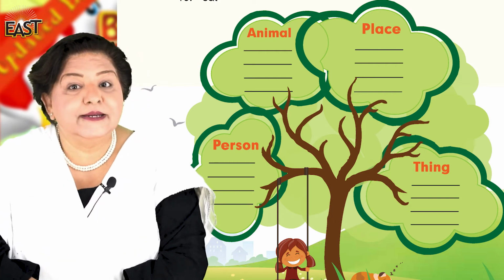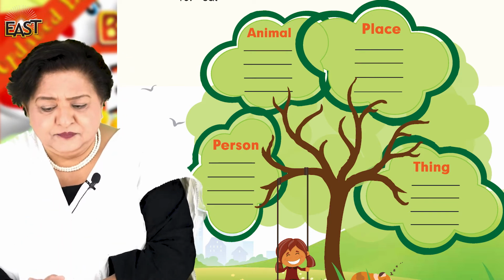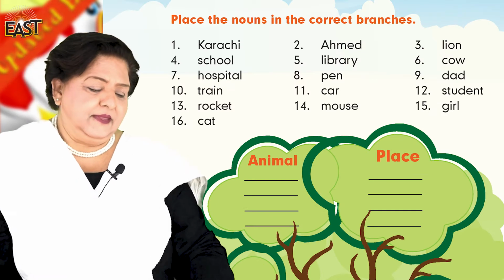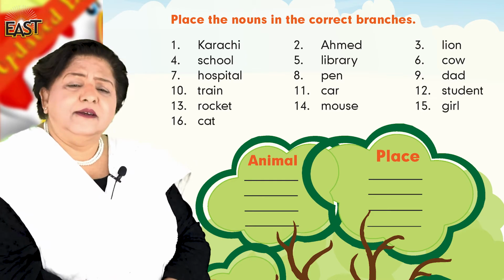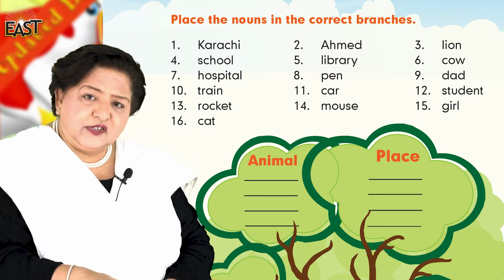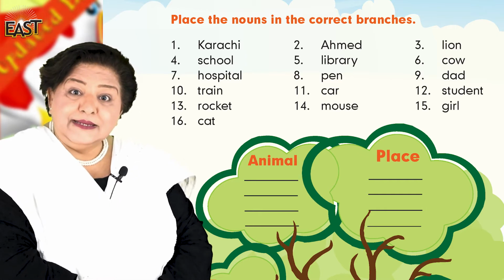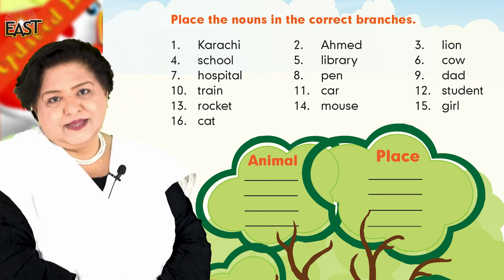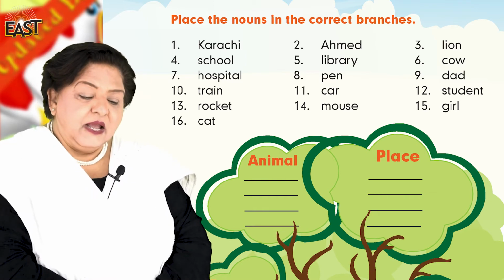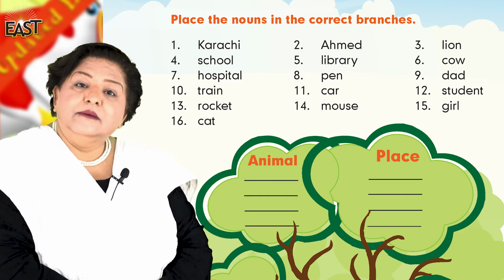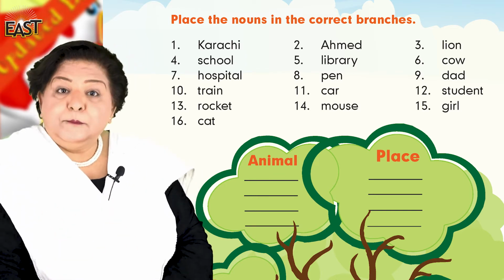They are all nouns. To hume kaun sa noun kis mein rakhna hai? Chale, dekhte hain. Let's see. Now, Karachi. What is Karachi? Agar hum Karachi likhenge, where are we going to put it? Think. It's a place or a name? Exactly. Place. Well done. What about Ahmad? Very good. It's a name of a person.